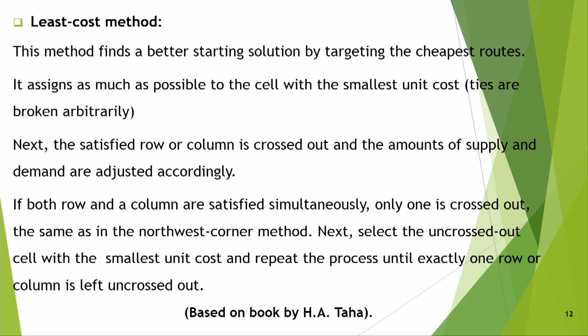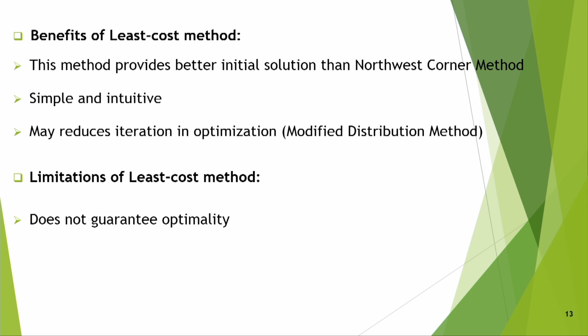Next, the satisfied row or column is crossed out, and the amounts of supply and demand are adjusted accordingly. If both row and column are satisfied simultaneously, only one is crossed out, the same as in the northwest corner method. Next, select the uncrossed out cell with the smallest unit cost and repeat the process until exactly one row or column is left uncrossed out. So if you do this way, then you will get some cells in which there will be zero transportation. This means zero supply, 0 units will be transported, but they will help.